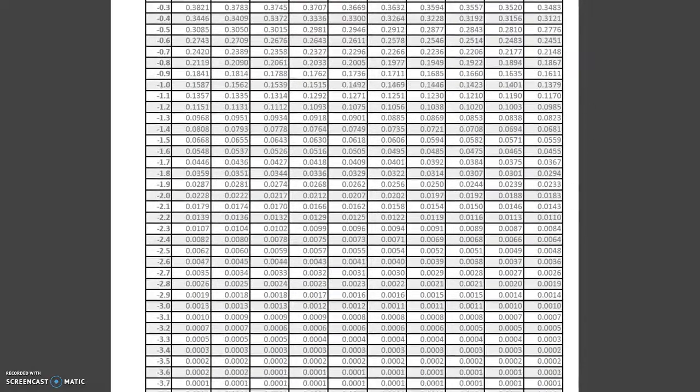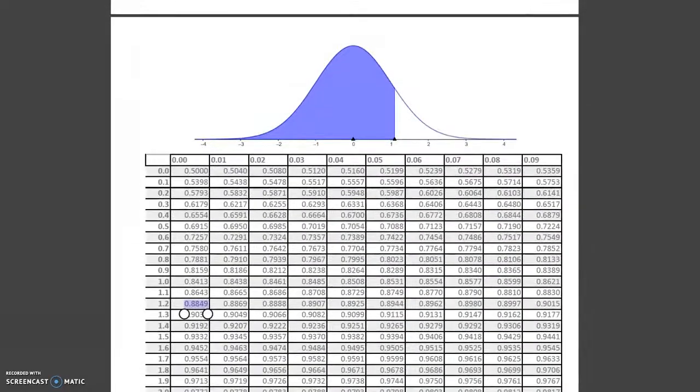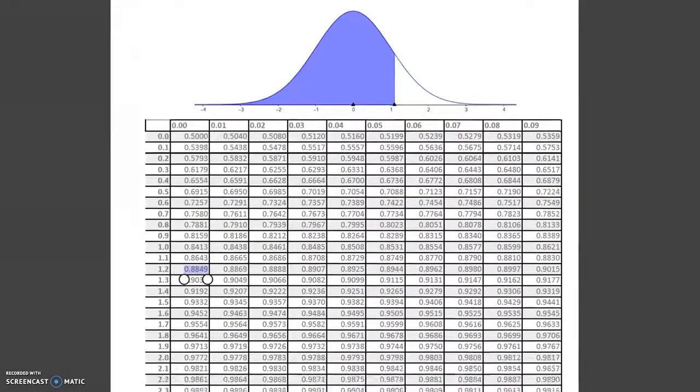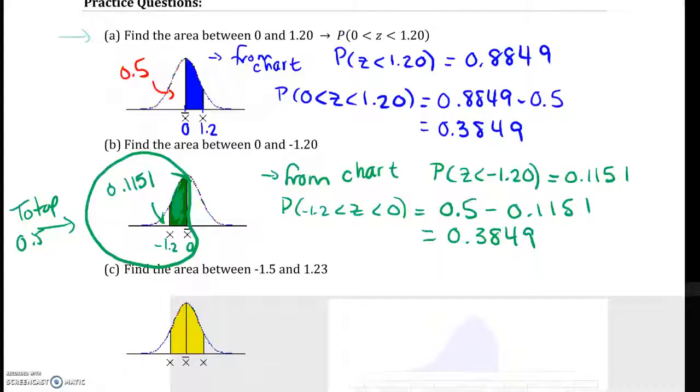So as we get closer and closer to a value of 0, then the probabilities become closer and closer to 0.5. For any of our positive values, they start at 0.5 and increase from there. As they get larger and larger, they get closer and closer to 1. Okay. So let's do another example.